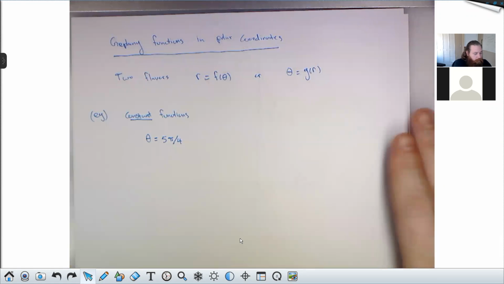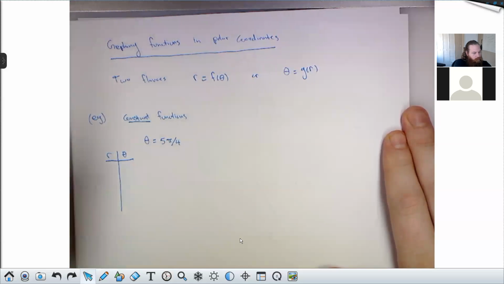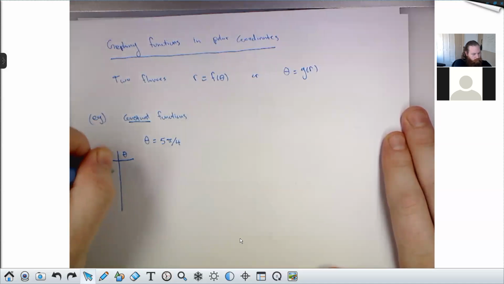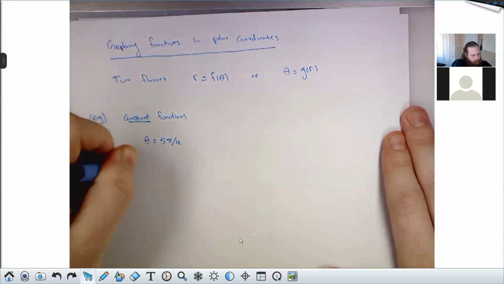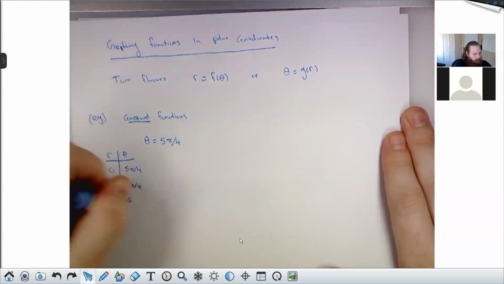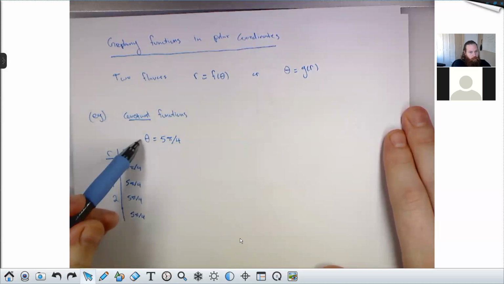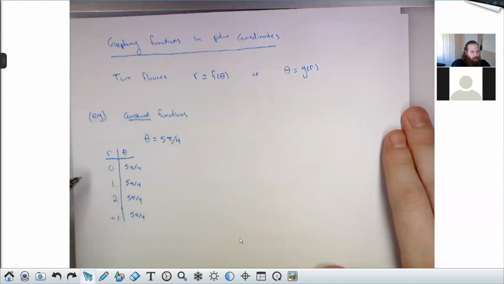You can make a table of values. You know, you can make an r comma theta table. So here's r and here's theta. So if r is 0, theta is 5 pi over 4. If r is 1, then theta is 5 pi over 4. If r is 2, then theta is 5 pi over 4. If r is negative 1, theta is 5 pi over 4. Theta is always 5 pi over 4. It's a constant function. So no matter what you do with r, theta is always 5 pi over 4.